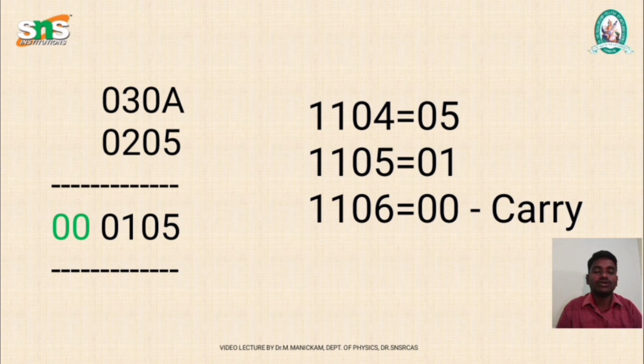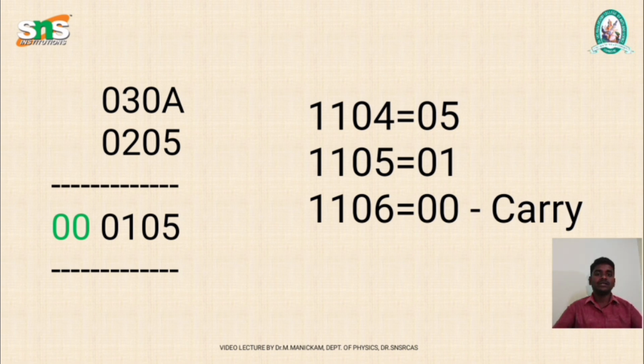So this is the calculation for 16-bit subtraction. Here we are taking 030A as the minuend and 0205 as the subtrahend. We are going to perform the subtraction. Manually we can subtract 030A minus 0205 using the hexadecimal subtraction method. 0A minus 05 gives 05, and 03 minus 02 gives 01. There is no borrow or carry, so 00.